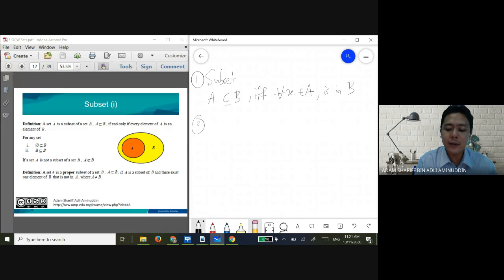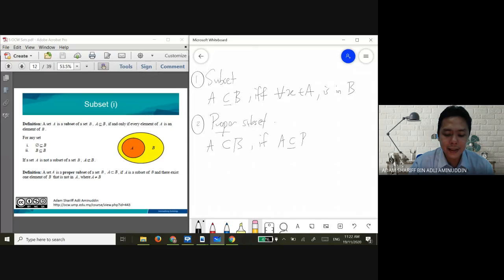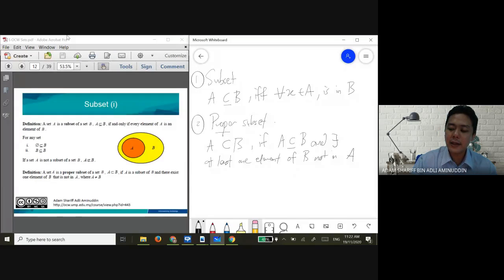A subset is different from a proper subset. There is the word proper here. The notation of a proper subset is A proper subset of B if A is a subset of B and there exists at least one element of B not in A. Okay, many students are confused by this definition. Wait a moment.